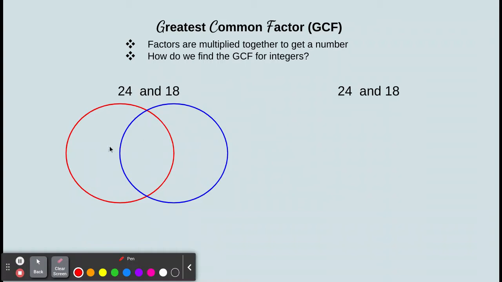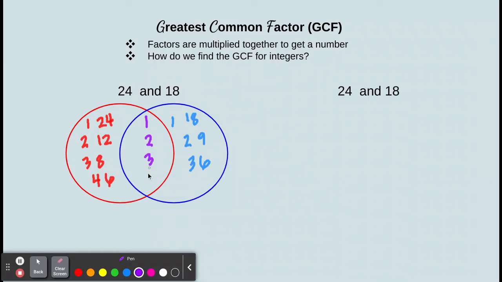The first method is to use the Venn diagram. In the Venn diagram, we list out the factor pairs. So factor pairs of 24 are these. And then the factor pairs of 18 are these. Now in this middle section, we're going to list all the factors that are the same on both sides: 1, 2, 3, and 6. And as you guessed, the largest one in this list is our GCF.